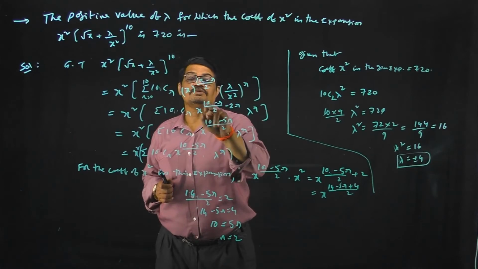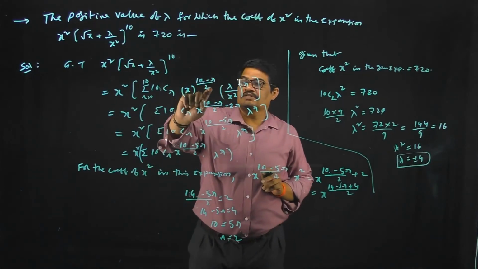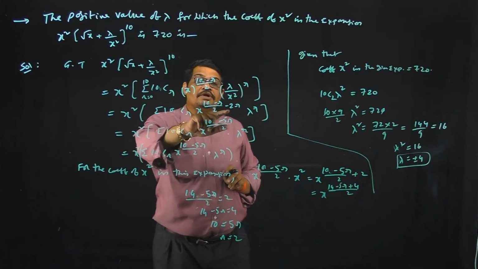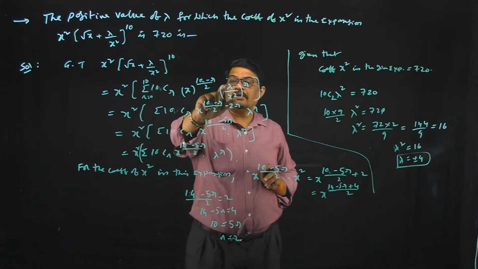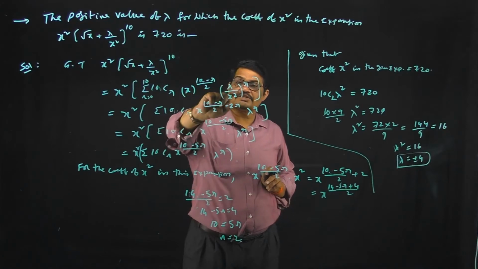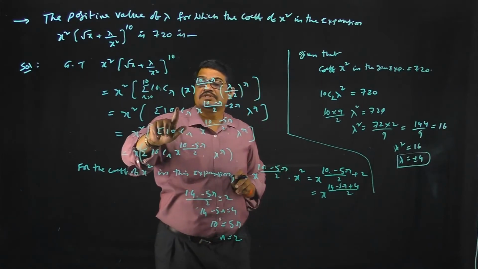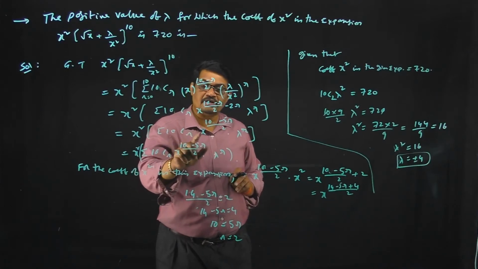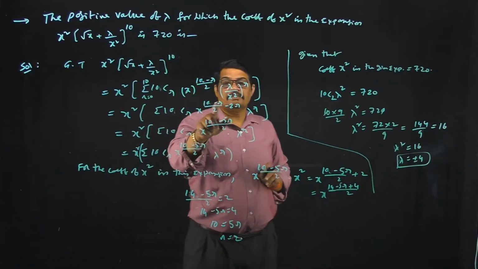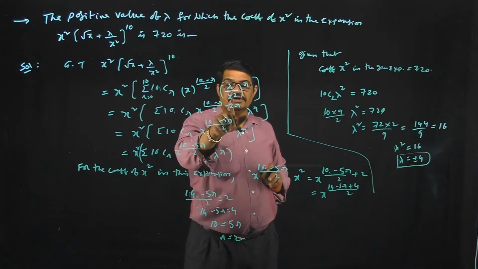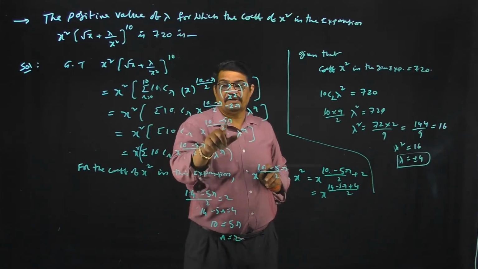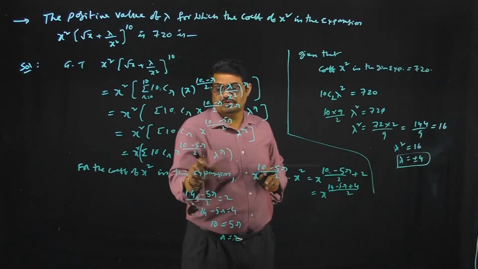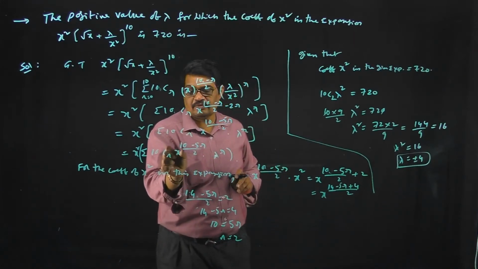This is also 10 minus R by 2. This is 10 minus R by 2 into lambda, the second term, so lambda by x square, whole power R. So this is 10 C R into x to the power of 10 minus 2R by 2. Here x to the power of 2R moving to the numerator becomes minus 2R, so that is 10 minus 5R by 2. This is the coefficient of x power.